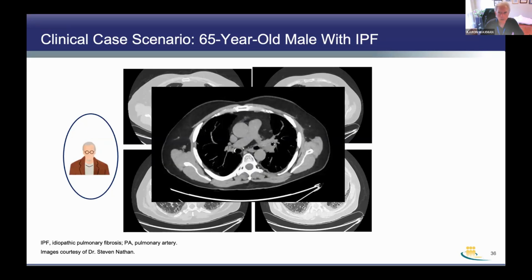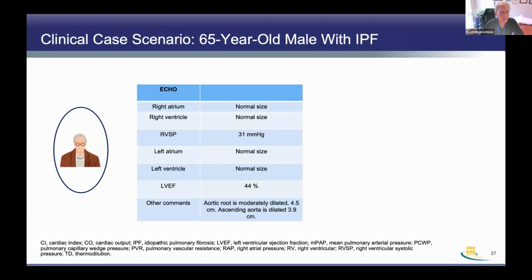And here we can see the pulmonary artery and the aorta. I think even without the markers, you can see that the pulmonary artery is smaller in diameter relative to the aorta. And here's his echocardiogram, pretty much normal, with an RV systolic pressure estimated at 31 millimeters of mercury. His left ventricular ejection fraction is reduced at 44%. And there you can also see another measure of his aortic root at 4.5 centimeters, which is somewhat dilated.